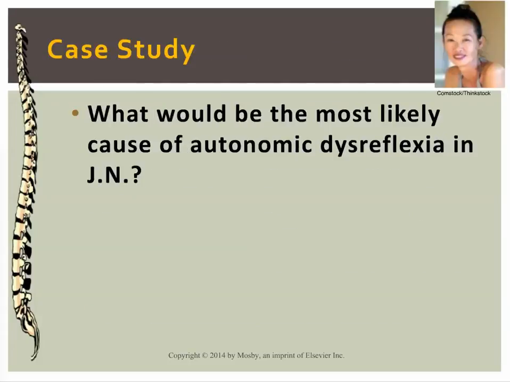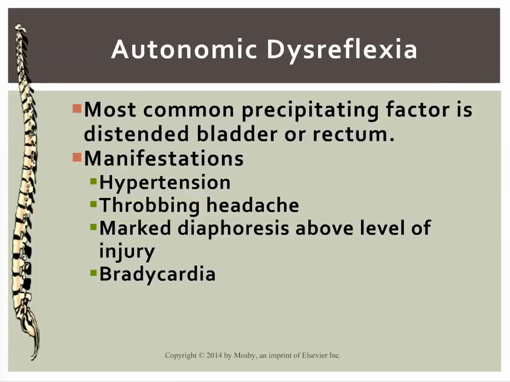What would be the most likely cause of autonomic dysreflexia in this patient? Well, the most common precipitating factor of autonomic dysreflexia is a distended bladder or rectum. However, any sensory stimulation may cause autonomic dysreflexia. Contraction of the bladder or rectum, stimulation of the skin, or stimulation of the pain receptors may also cause it. Manifestations include hypertension up to 300 millimeters of mercury systolic, throbbing headache, marked diaphoresis above the level of the injury, and bradycardia at 30 to 40 beats a minute.